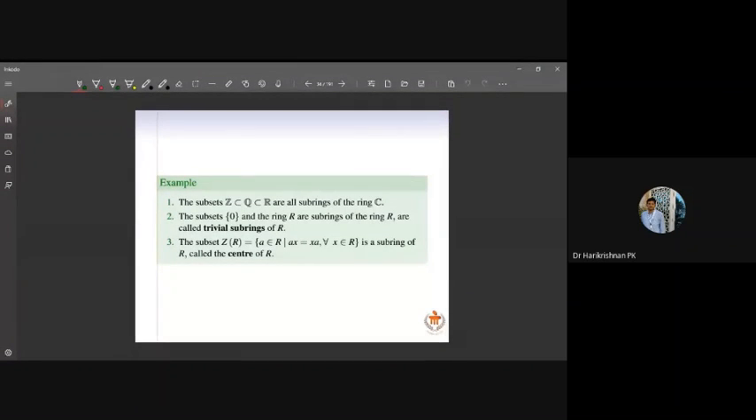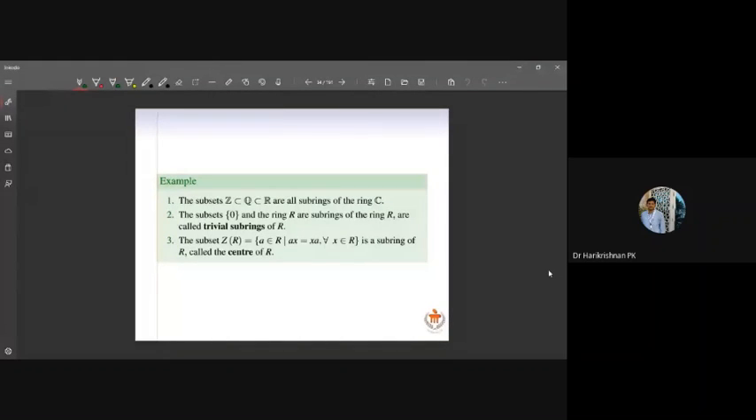Now take a ring R. From that ring R, I am constructing a new set, denoted by Z(R). What is the construction of that set? Those elements in this ring R which commute with every element of R, that is, those elements a in R such that ax equals xa for every x. Such a subset is again a ring on the underlying ring R, and it is called the center of the ring R.